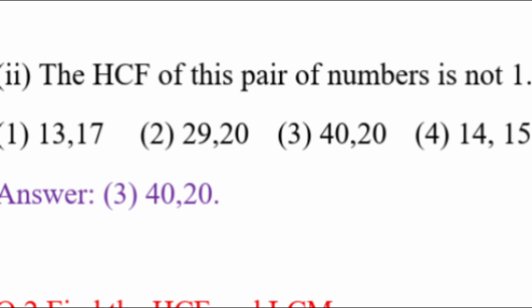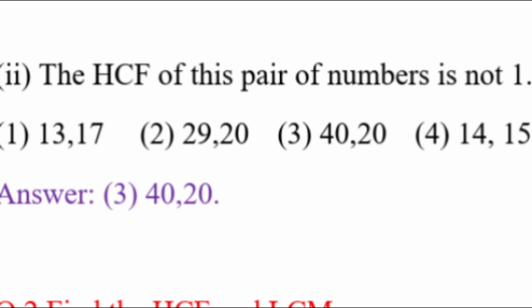Now second pair 29 and 20. 29 is prime and 20 is composite. Also one is even, another is odd. Hence they will share only one common factor, 1. So this will also not be the answer.